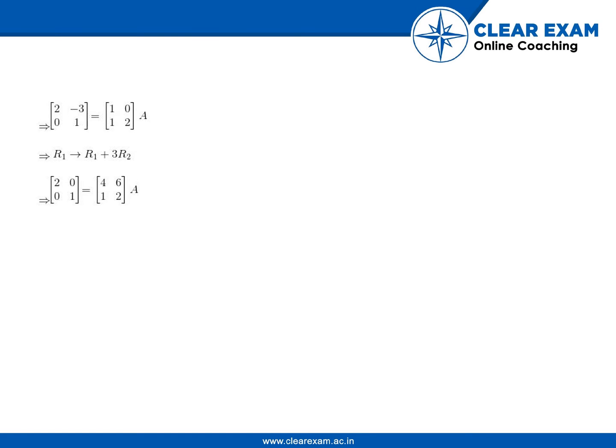This implies R1 is equal to R1 plus 3 R2. This implies [2, 0; 0, 1] is equal to [4, 6; 1, 2] into A.